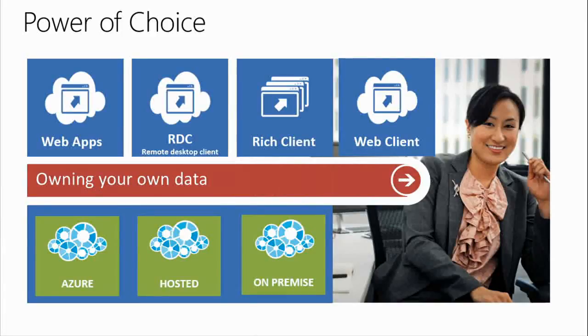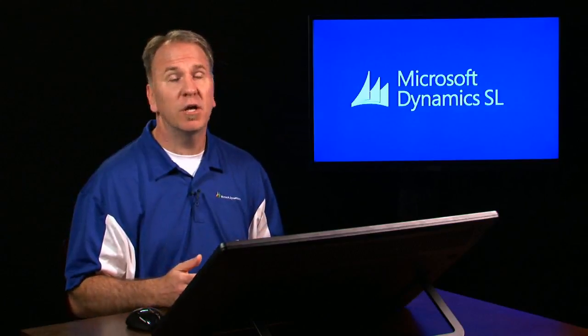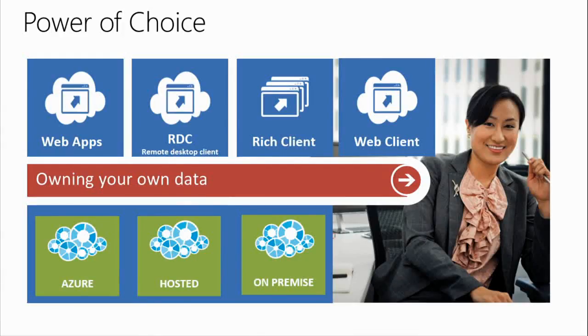Now, the next thing we'll talk about in this brief overview is your power of choice. With Microsoft Dynamics SL, you have many different ways you can deploy it and many different ways that you can access it. So let's take a look at some of those. The common way that people would implement Microsoft Dynamics SL in the past would be the on-premise idea. This is the idea that you have your own software, your own hardware, and you want to deploy the software out to your specific hardware.